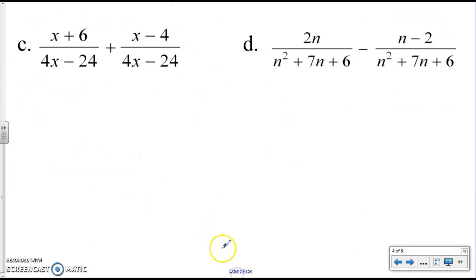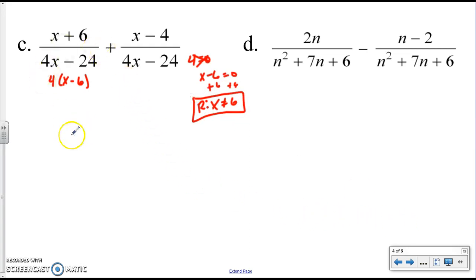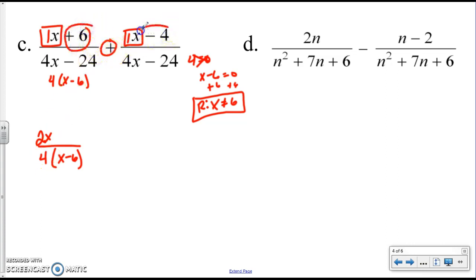For C here, I can factor this. They're the same already, but all I have to do is factor to see what my restriction will be. So 4 can't equal 0, well that doesn't matter. X minus 6 can't equal 0, so I'm going to add 6 to both sides. So my restriction is x can't equal positive 6. Okay. Now my denominator is going to stay the same, and those were both already the same. I'm just going to use the factored form because I like to keep everything simplified. And I'm going to combine like terms. So I have 1x plus 1x gives me 2x. I have 6 plus negative 4, which gives me 2.